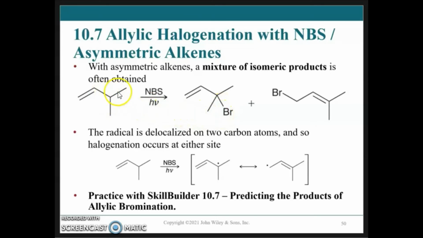In this case, the allylic position is also a tertiary carbon, so this is a favored location. In our resonance stabilized structure, we also have direction of the bromine at the allylic position. So this radical can be delocalized on the two carbon atoms. So halogenation will take place at either site.